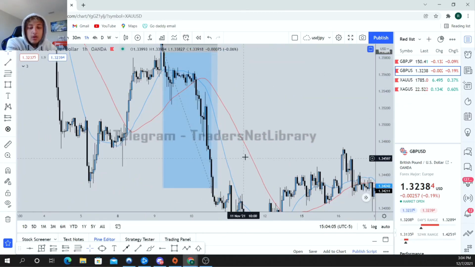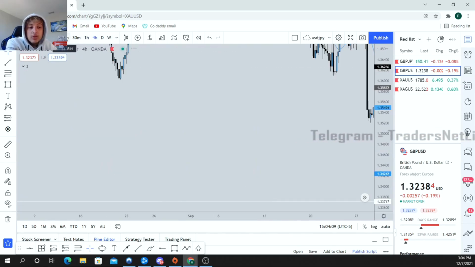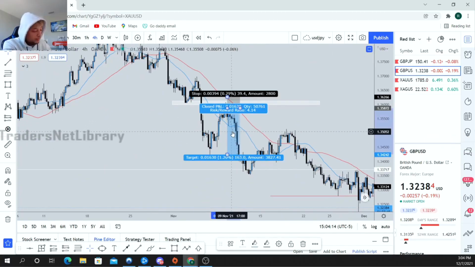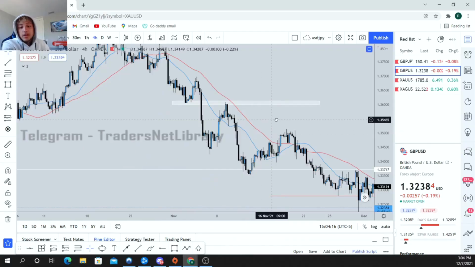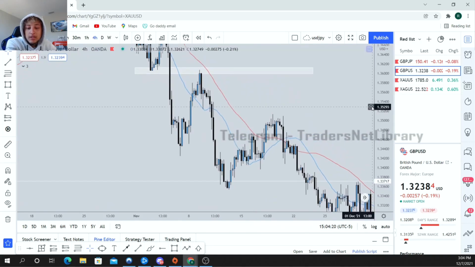Just keep in mind, if you're basing a trade off the 4-hour time frame, the lower the time frame you go to make an entry, the more aggressive your entry is going to be. So if you're somebody who's a little bit more conservative, then you may just want to only focus on the 4-hour time frame. So there you have your break and retest there.